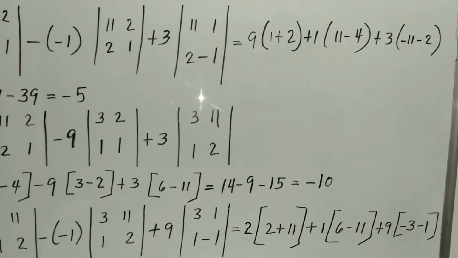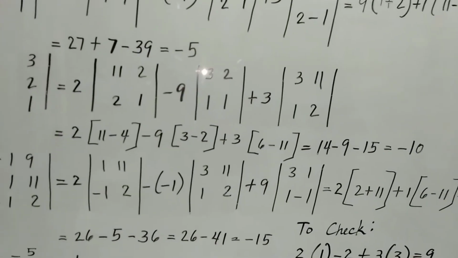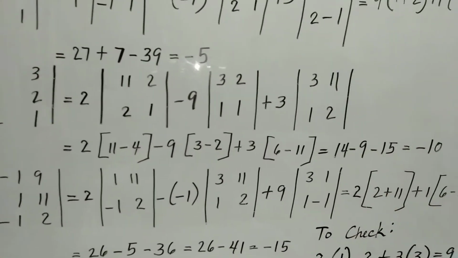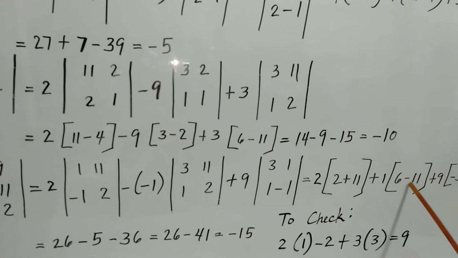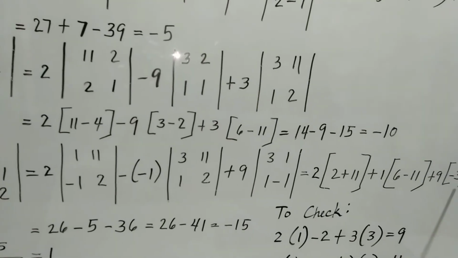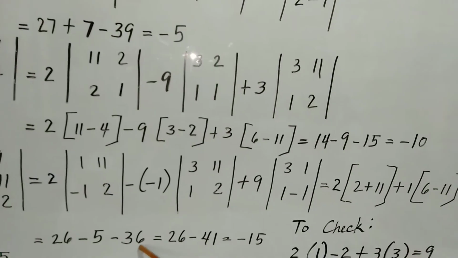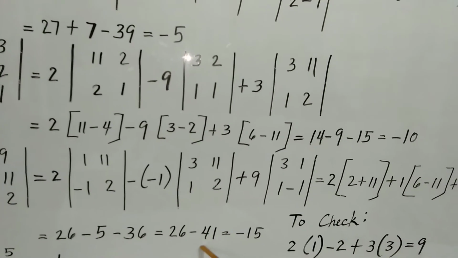So we just continue multiplying and adding. We have here 2 times 13 is 26. So we have here negative 5 times 1 is negative 5. And 9 times negative 4 is negative 36. Combining like terms and adding, we have here 26 minus 41 is equal to negative 15.